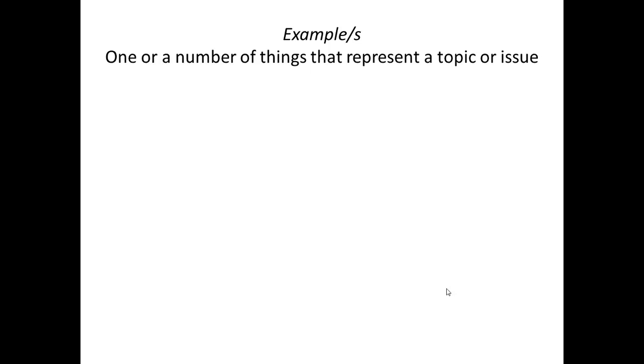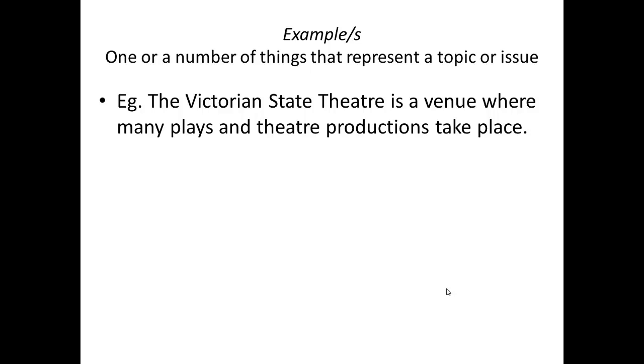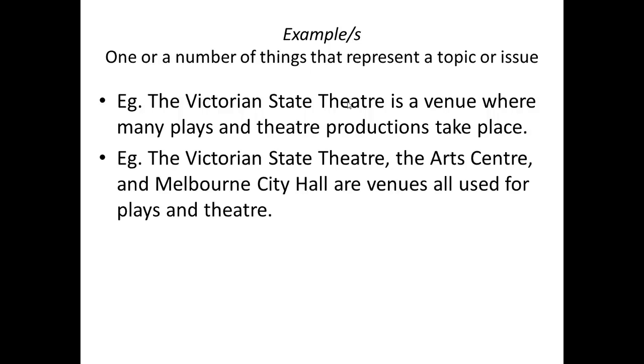The next thing we can use are examples. This can include one or a number of things that might represent a topic or issue. So if we continue with this theme of the entertainment industry, here is a singular example. The Victorian State Theatre is a venue where many plays and theatre productions take place. So this simply has a single example, the Victorian State Theatre. Our next example will have multiple examples. So the Victorian State Theatre, the Arts Centre, and Melbourne City Hall are all venues used for plays and theatre. So we've put 3 examples together into the one sentence for effect.